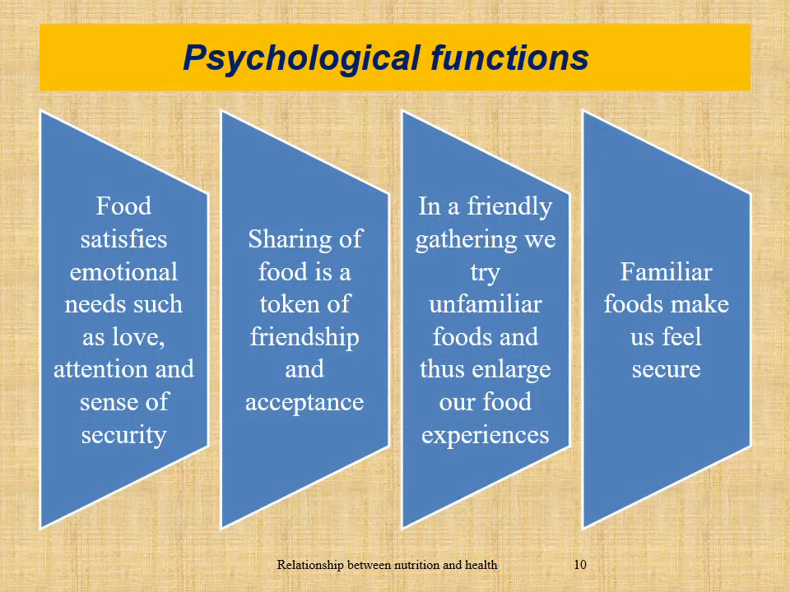Psychological functions. Food satisfies emotional needs such as love, attention, and sense of security. Sharing of food is a token of friendship and acceptance. In a friendly gathering, we try unfamiliar foods and thus enlarge our food experiences. Familiar foods make us feel secure.